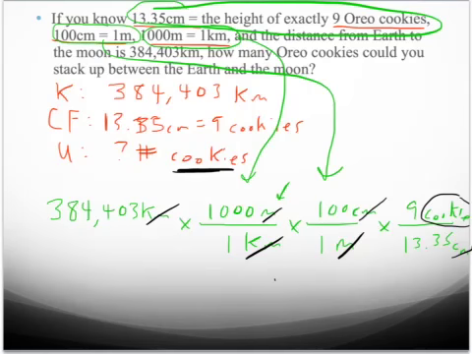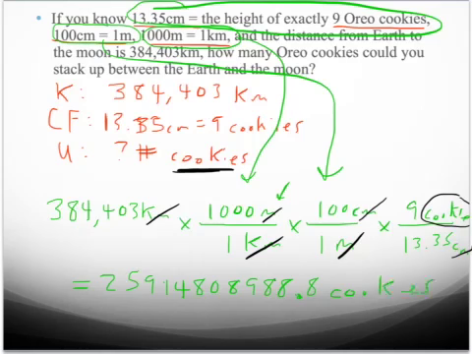So if you divide it by 1, you get the same number. Divide it by 1 again, you get the same number. And then when you divide it by this 13.35, you get the number below. And this number is in cookies. So we should put that fact down. We have that final answer is in cookies.